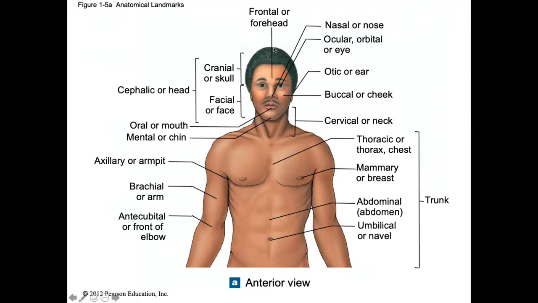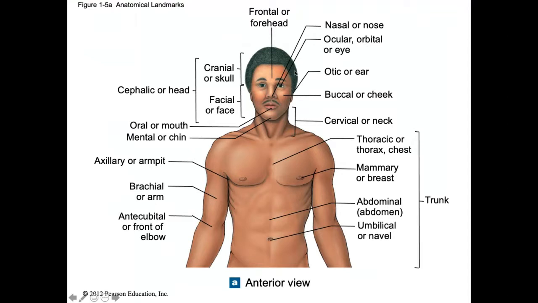So right here, the entire head or that skull we call cephalic, right? Cephalic is everything up here. That includes the cranial portion and the facial portion. Here, the front of the head, that's called frontal. And there's a bone here called the frontal bone. There's a muscle here called the frontalis.